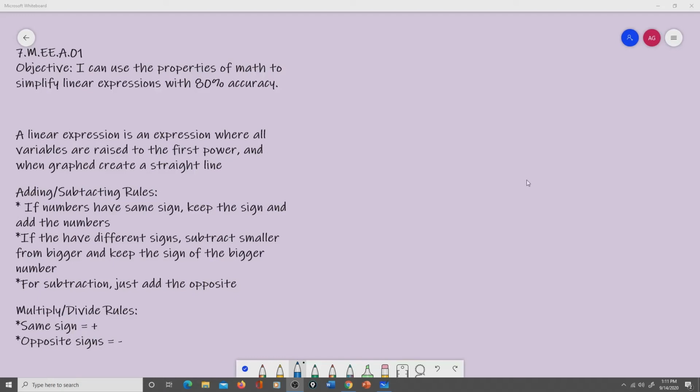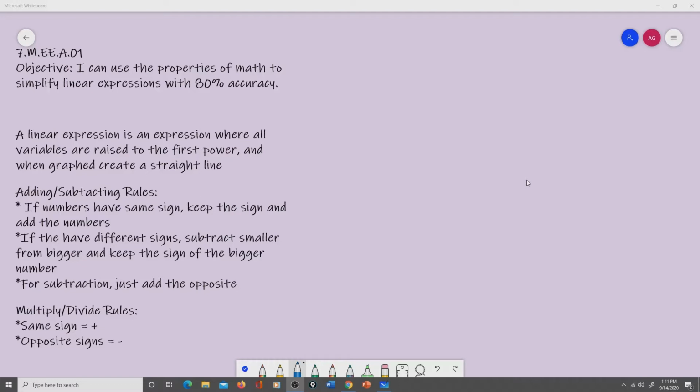Today I want to talk about actually simplifying linear expressions. So yesterday we really just reviewed the properties of math: associative, commutative, inverse, and distributive. Today we want to actually talk about using those things to simplify linear expressions. So our objective is that we want to simplify linear expressions with 80% accuracy. We're always looking for that 4 out of 5 or 5 out of 5 on the weekly formative.